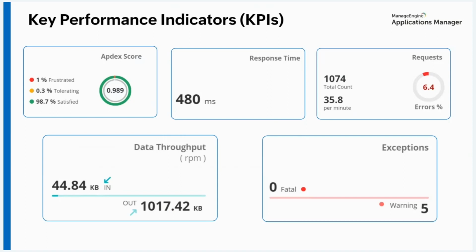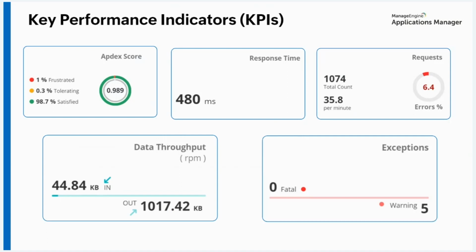The third one is request. The request counts the total number of requests made to the application within a specific time frame and helps decide the overall workload and usage of the application. The fourth one is data throughput. It indicates the amount of data in bytes which are being transferred or processed in and out in the network request by the application during the monitoring period. It also helps in understanding the application's data handling capabilities.